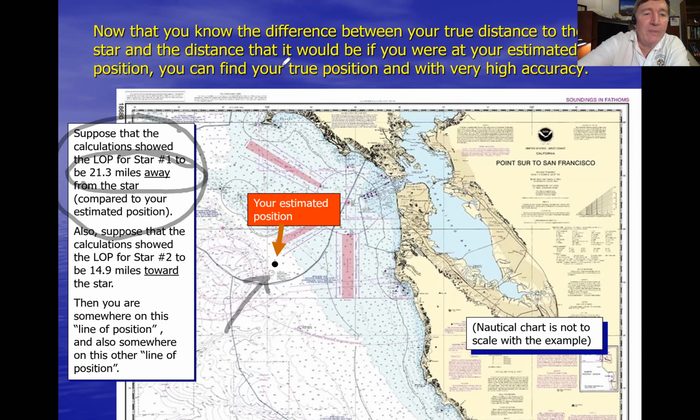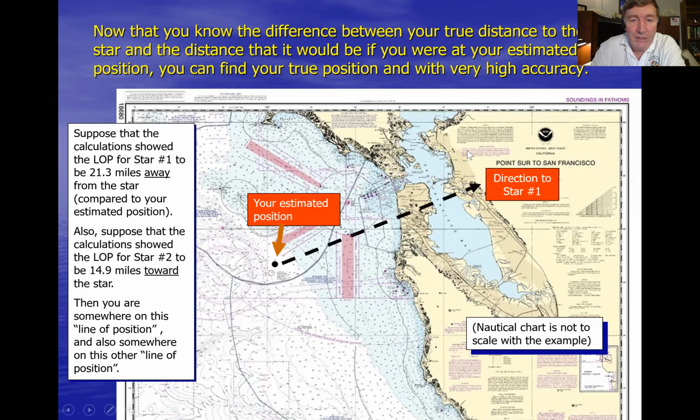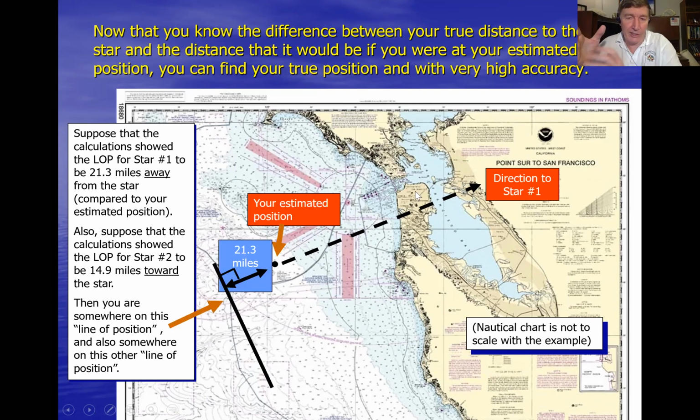So what that means is that if we could figure out what direction the star was, and then we point towards that star, and in fact, let's not just talk about it, let's actually do it. Let's suppose that this dotted arrow here is the direction you would point to if you wanted to go to the star. Our calculations based on the sextant number give us a distance that's 21.3 miles greater than the distance we get when we solve the nautical triangle. So that means we're 21.3 miles away from where we thought we were. And so that means we're somewhere on this LOP.